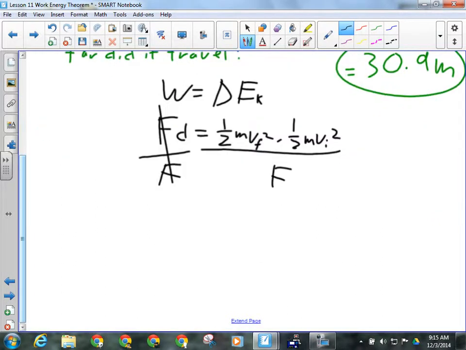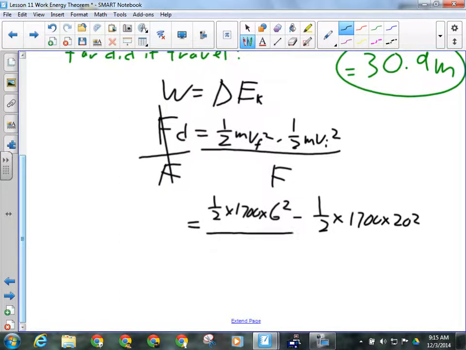Okay, so now all I got to do is plug in my numbers. The car was 1,700 kilograms, right? 1/2 times 1,700 times 6 squared minus 1/2 times 1,700 times 20 squared, divided by the force, which was 10,000 newtons. Is it okay that this comes out to a negative number? Yeah, it's fine. We did negative work. The car lost energy. So it's okay if the number comes out negative. So we're looking at 30.9 meters.